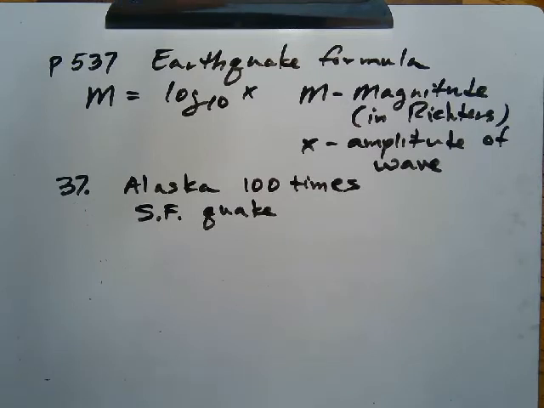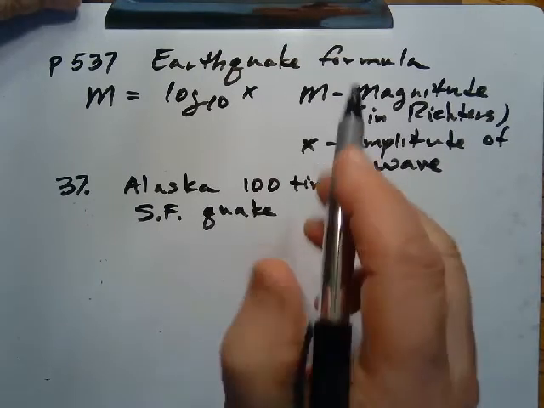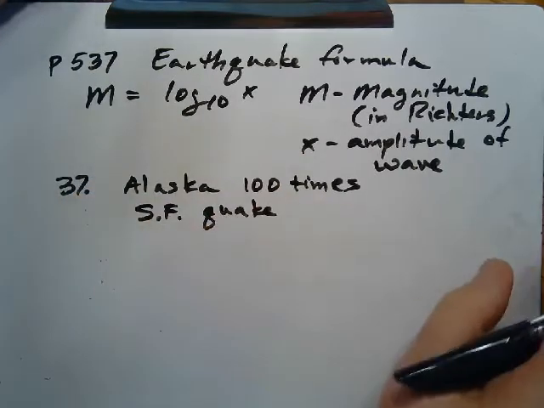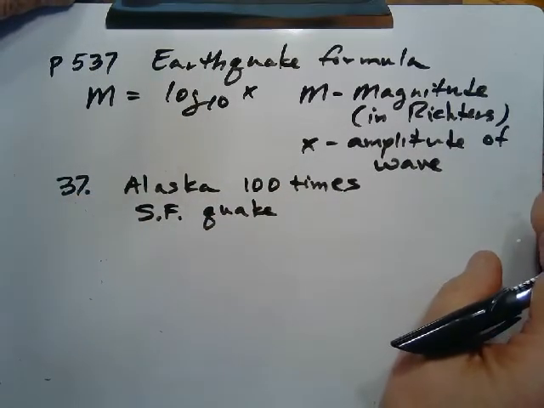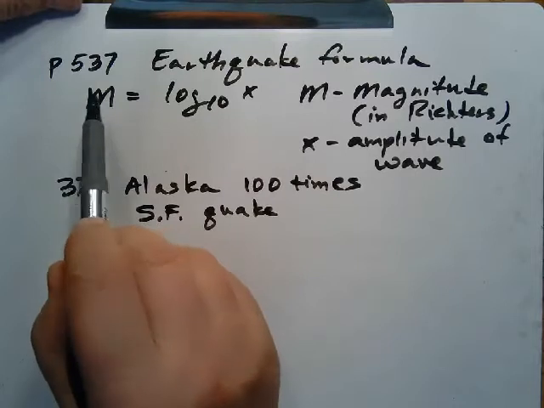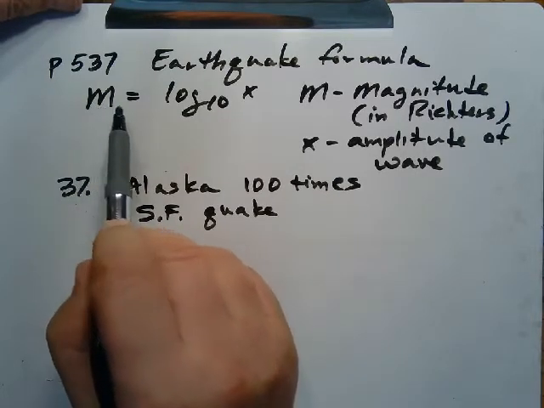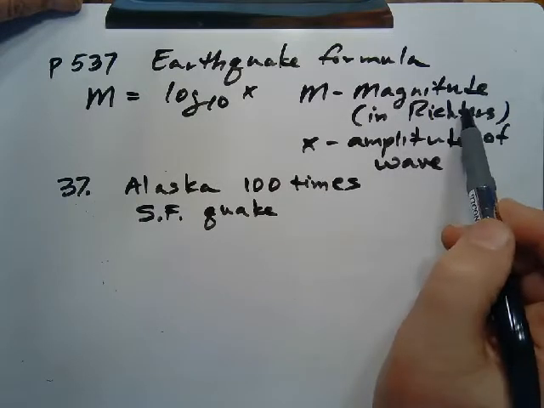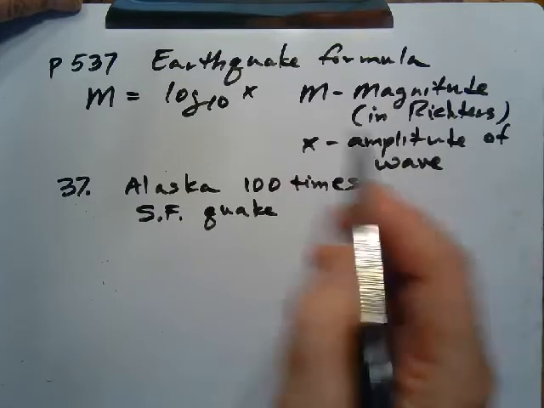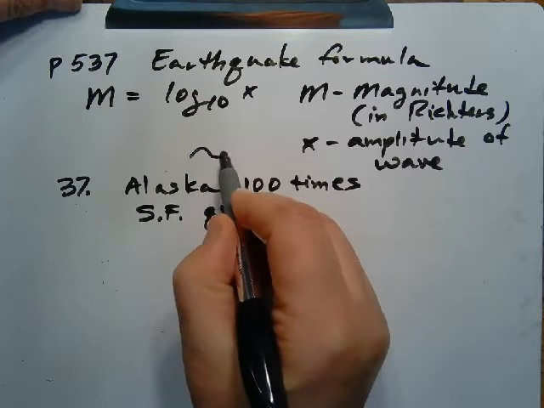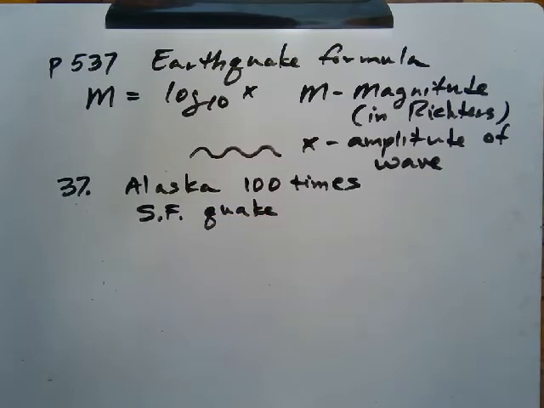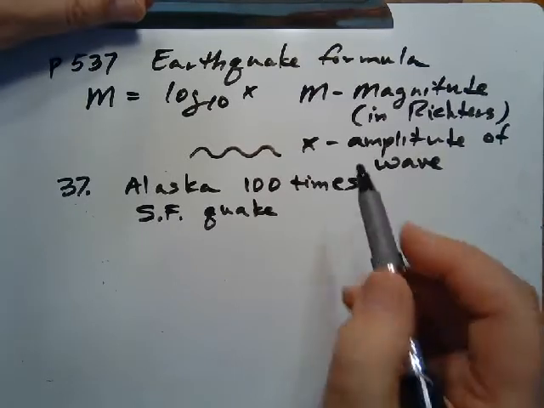This is one of the word problems for tonight. If you recall, we had an earthquake formula, going back to page 537. They didn't really have it in the problem itself here. But that formula is the magnitude of the earthquake is equal to log base 10 of x, where m is the magnitude in Richters, and x is the amplitude of that seismic wave. You know, how big is the wave, okay? And tells us how tall the wave is.